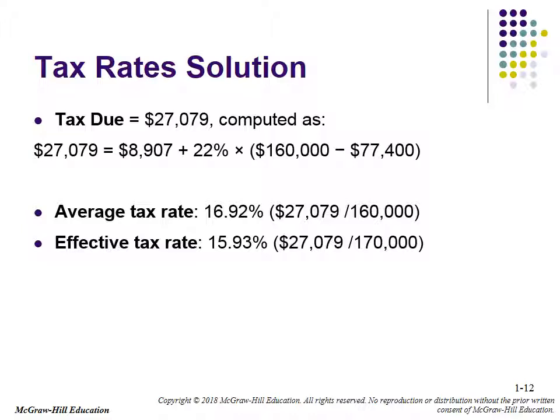$27,079 in taxes. Taxable income was $160,000 and $10,000 was non-taxable, so divide that by the $170,000. So of all of their income, they pay 15.93% in taxes. And their marginal tax rate.